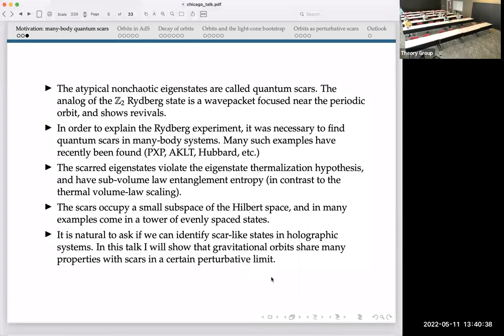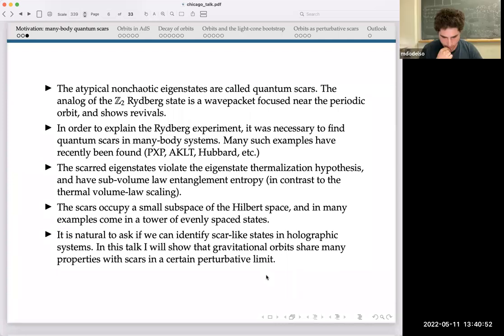Okay, but then a question would be, so you're going to show us that in holographic systems you do have scars, but is your expectation that in a generic CFT that's not holographic, you would have scars? In a generic CFT, which is not holographic, we would not have scars because we'll see that the lifetime scales with G Newton, and if G Newton is 1, then these things are not going to be long lived.